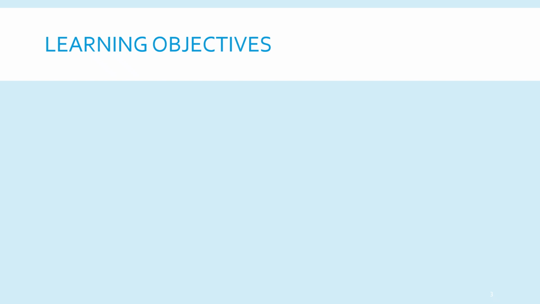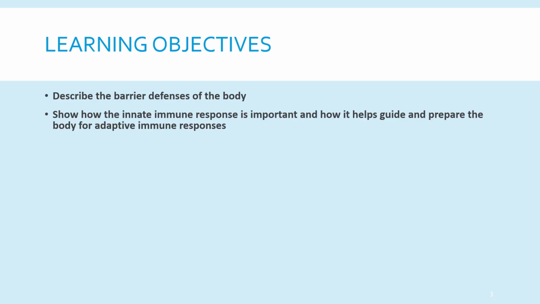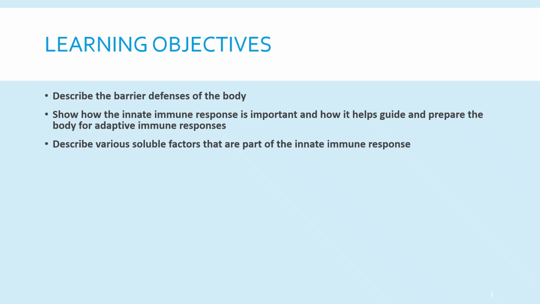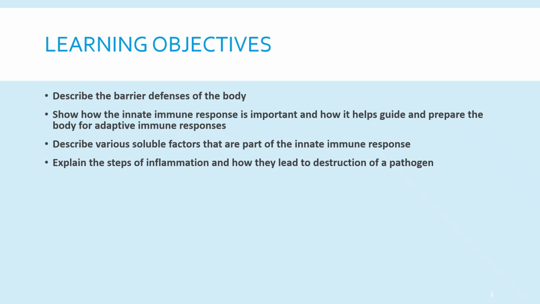So I've broken this up into two videos. In this first video, we're going to describe the barrier defenses of the body. We're going to show how the innate immune system or immune response is important and how it helps guide and prepare the body for the adaptive immune responses. We'll describe various soluble factors that are part of the innate immune response.